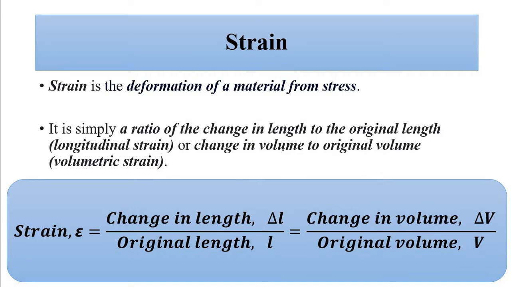There are two ways in which we can express this response, that is strain. First, in terms of length, which is called longitudinal strain. This is basically the change in length, how much the length has changed, whether it is an increase or decrease, whether compression or expansion has happened in the material because of tensile stress or compressive stress, divided by the original length of the material. Or we can express it in terms of volume, which is called volumetric strain.